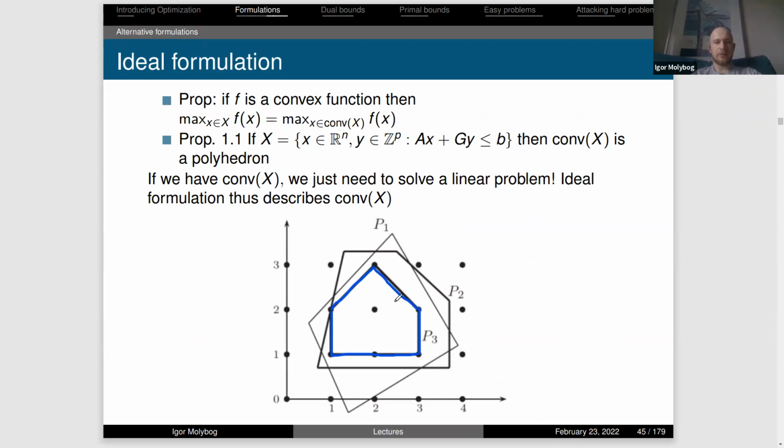The convex hull is the best formulation possible, and one formulation is better than the other if it is an inclusion of one set into another.